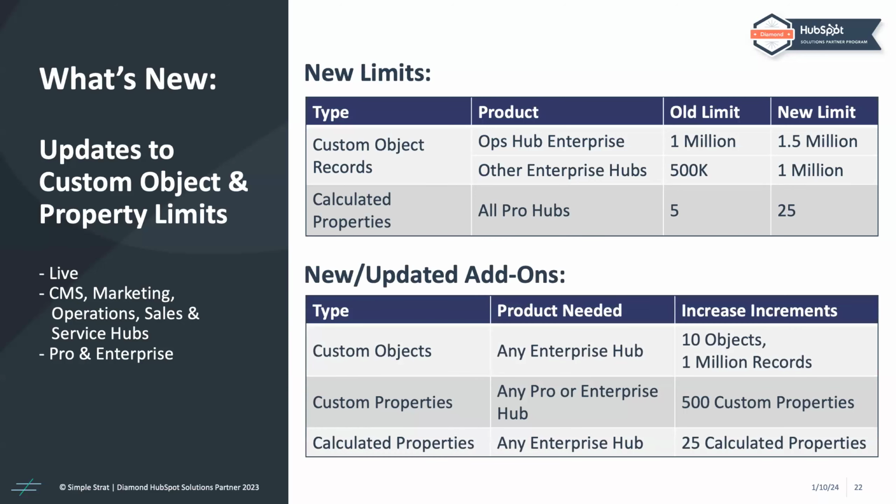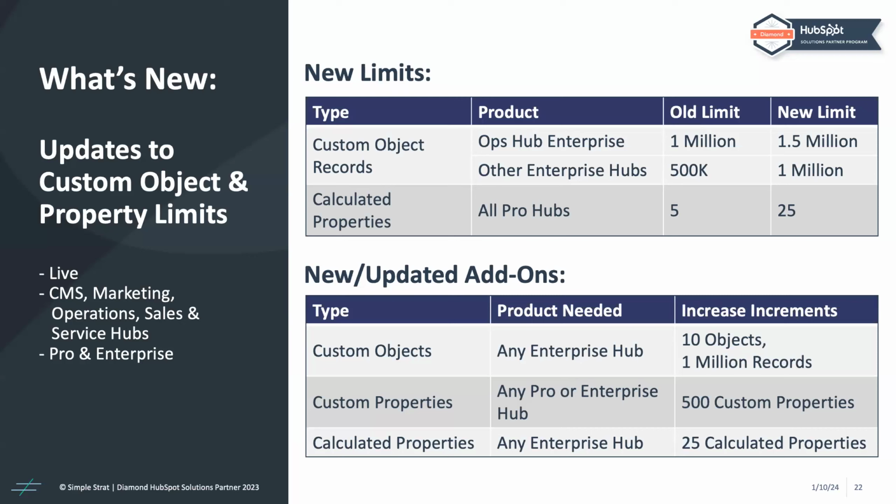The other change that's part of this is HubSpot has added add-on products. If you hit the increased limits for the objects listed there, or the old limits for custom properties, you can choose to purchase an add-on from HubSpot to increase those limits. The custom objects add-on already existed, but they increased the increments included in it. Every add-on gives you up to 10 objects you can define and up to 1 million records. That add-on is only available if you already have an Enterprise Hub. Custom properties is available if you have a Professional or Enterprise Hub of any kind, and it adds 500 custom properties for every incremental add-on you purchase.